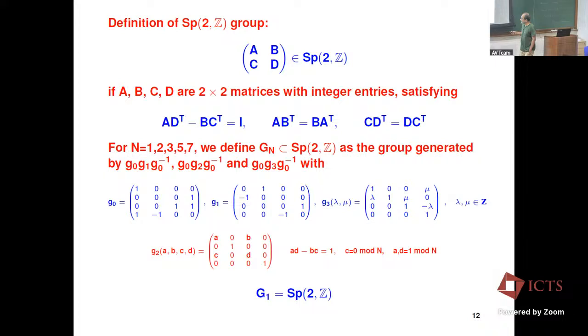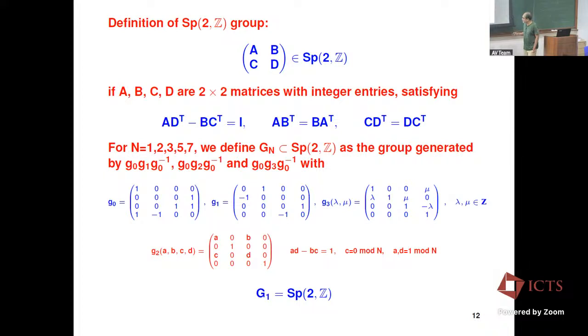So it's basically, you consider the group generated by G1, G2, and G3, and then conjugate that group by this G0. So G0 is defined here, G1 is defined here. G3 and G2 are families of matrices. G3, for example, is a matrix of this kind for arbitrary lambda and mu, which are integers.